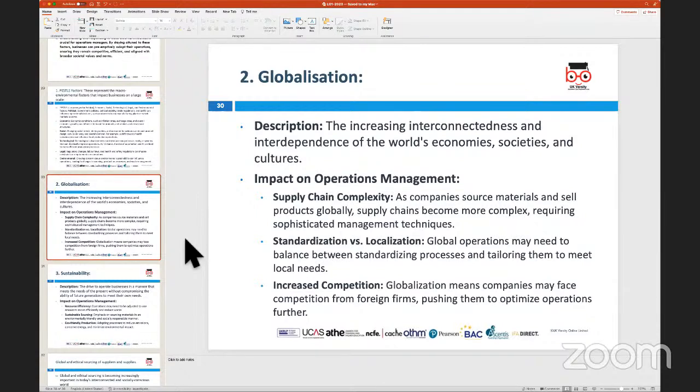So the impact that we have to look at from an operational management point of view would mean that sometimes companies have to look at supply chain, to streamline supply chain, to reroute some of the products using supply chain into a different country, look at standardization versus localization.